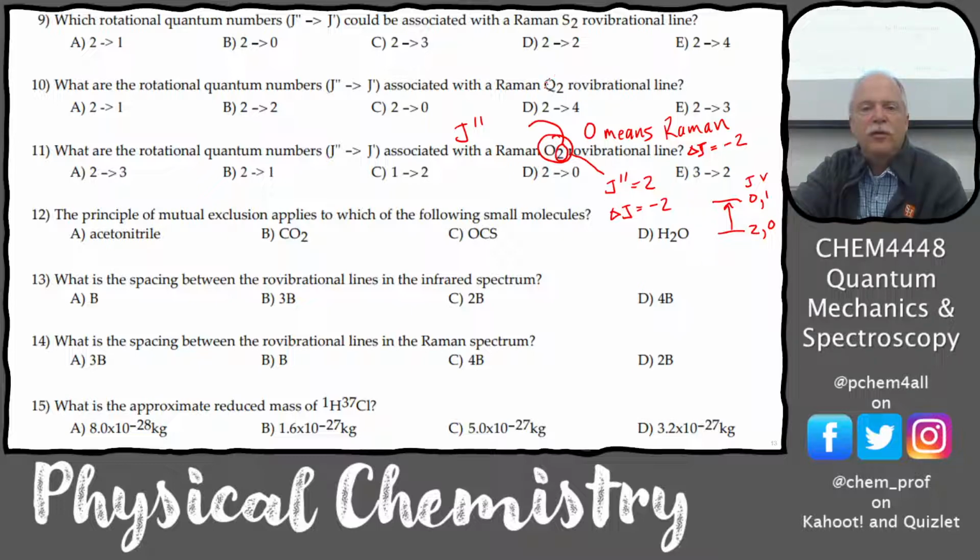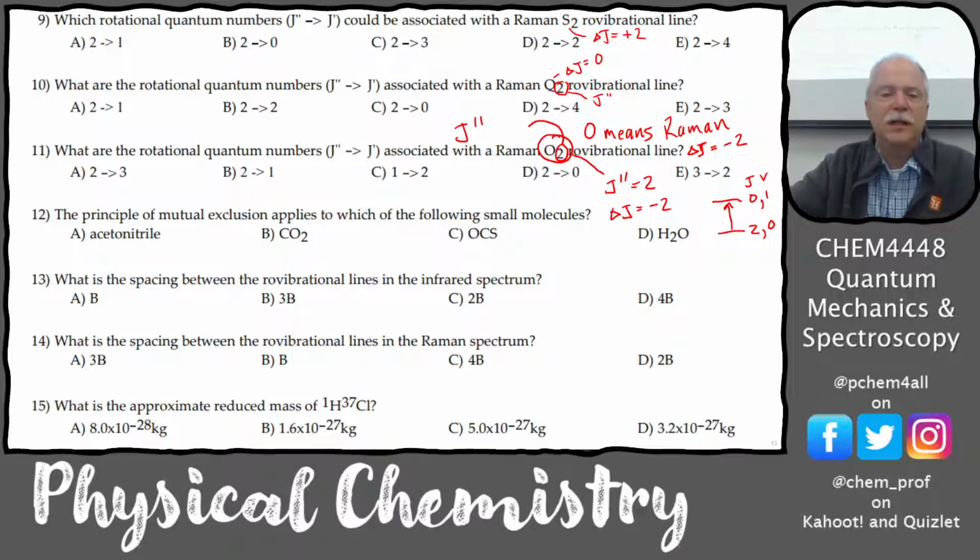What is the Q? Q means delta J equals 0. Yep. And the S, delta J equals plus 2. And then this subscript is J double prime. So you should be able to figure all of these out. I don't want to do all the homework for you, but this is the basic thing.